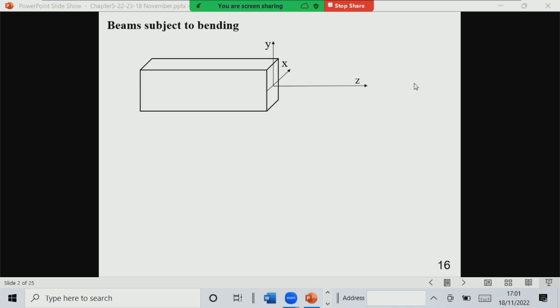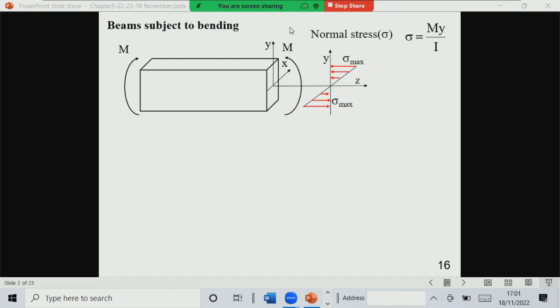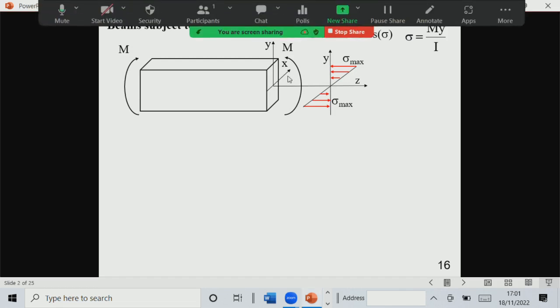from chapter 5. If you've got a beam which is subject to pure bending, the cross-section of the beam experiences normal stresses, and the normal stress has a linear variation in terms of y. Y is the distance of any layer, any fiber, from the neutral axis.